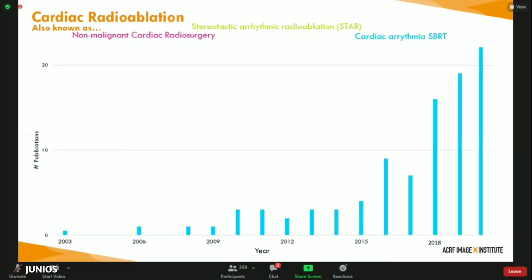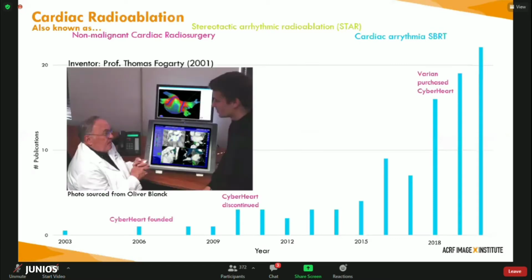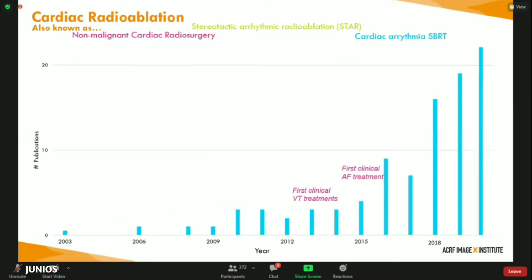From a literature search, I quickly produced this graph to illustrate the approximate number of publications on the topic in the last 2 decades. Cardiac radioablation was invented 20 years ago, and a number of initial animal feasibility and dose escalation studies were performed, mostly by CyberHeart. The first human treatments were delivered 8 to 9 years ago, but the number of publications and interest in the field has significantly grown in the last few years.